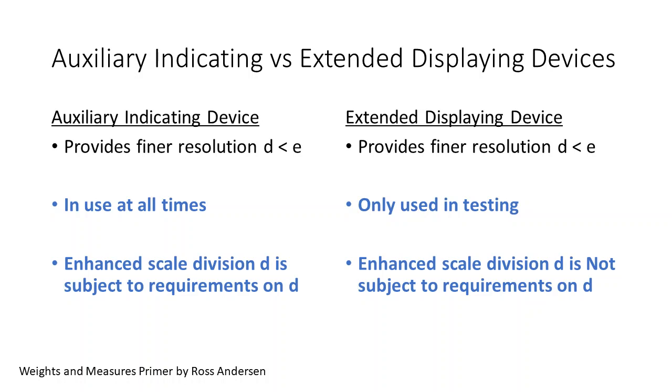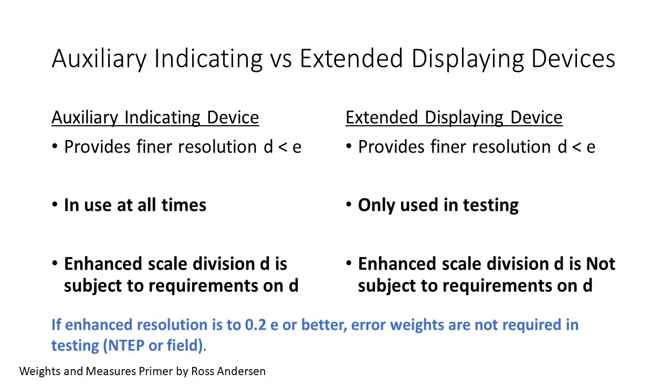Second, the enhanced Ds of the auxiliary indicating device are subject to all requirements for D, while the enhanced Ds of the extended displaying device are not. For example, the discrimination test does not apply to the D of the extended displaying device. More on the D requirements later. When the extended D on these devices is 0.2 E or smaller, error weights are not needed in testing digital instruments, either in the NTAP lab or in the field. This is test option 2.